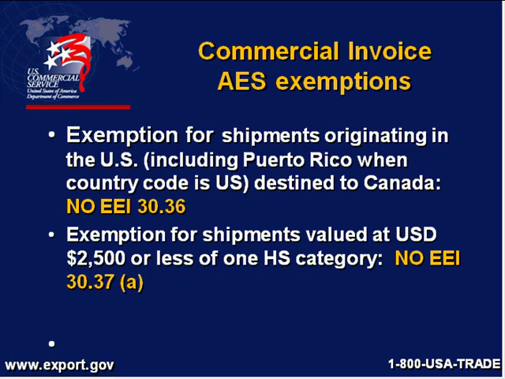So the commercial invoice AES exemptions, these are some of the exemptions that you can use, and this is shipments originating in the U.S., including Puerto Rico when country code is U.S., destined to Canada. You can see the exceptions there. Also exemption for shipments valued at U.S. dollar $2,500 or less of one HS category. Again, this is a whole other training session, but this should give you some leeway.